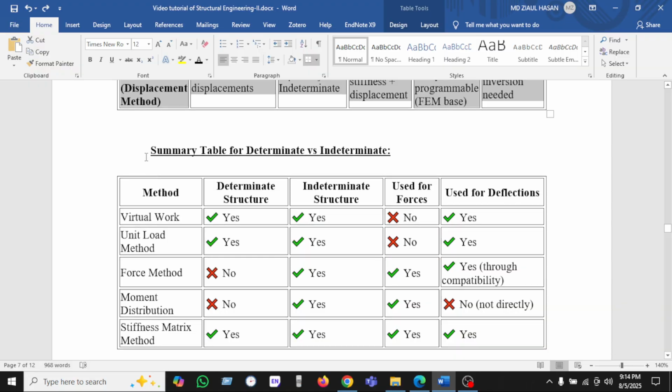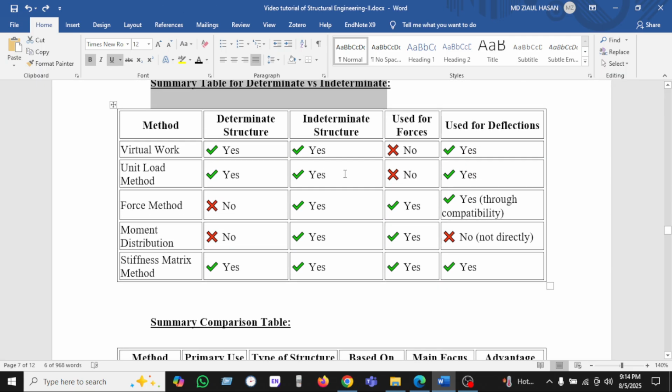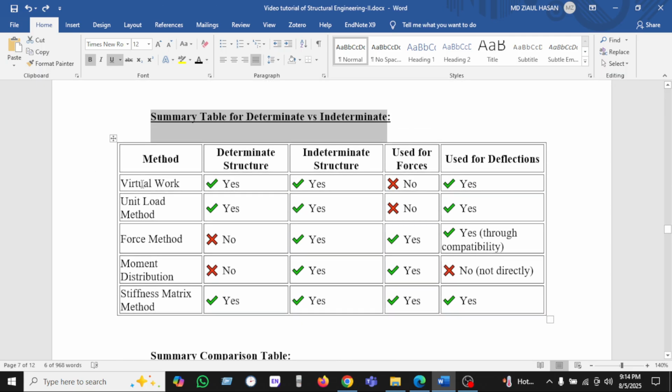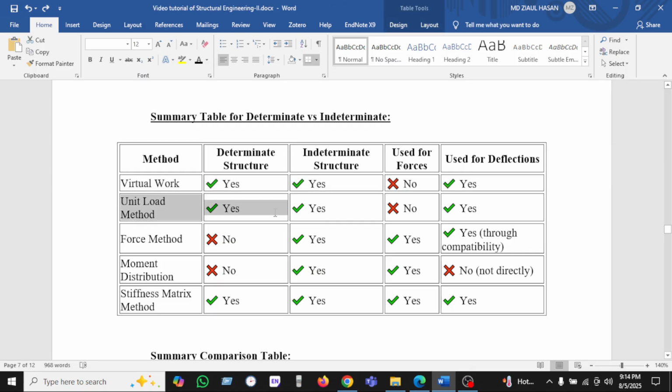Now we can see the summary table of determinate and indeterminate structures. Here the first method is the virtual work method: we can solve determinate structures and indeterminate structures, but it is not used for force, it is used for calculating displacement. And we can see the unit load method. We can solve determinate structures and indeterminate structures, but it is not used for force. But we can calculate the deflection.